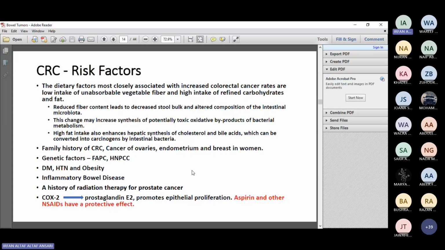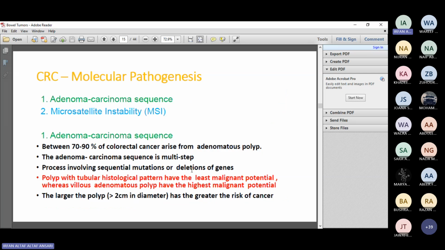Okay. Now the molecular pathogenesis. These risk factors are all ultimately leading to genetic alteration. There are two molecular pathogenetic mechanisms of colorectal carcinoma. One is the adenoma carcinoma sequence. Another one is microsatellite instability. So let's go to the adenoma carcinoma sequence.